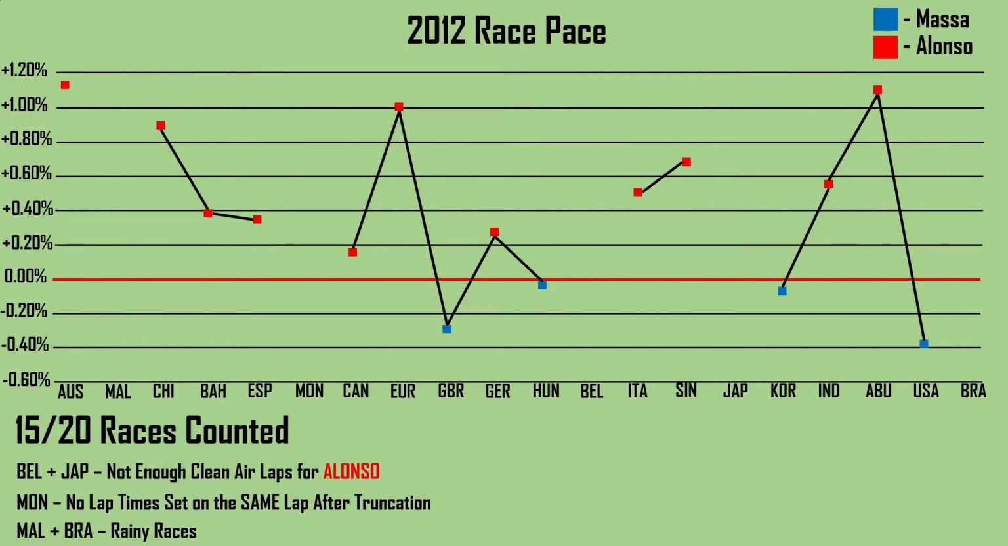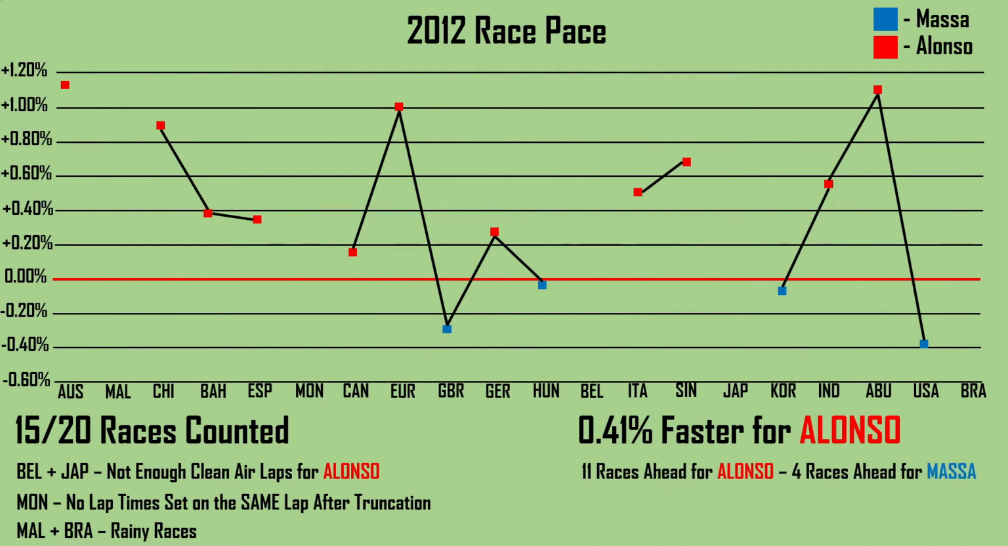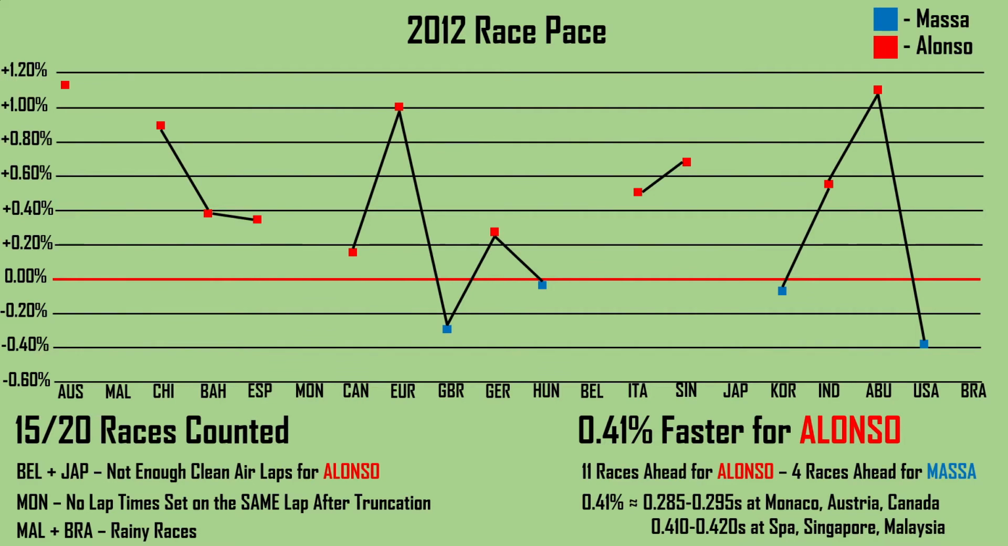And averaging out all of these points, we end up with an advantage for Fernando Alonso of just 0.41%. Nowhere near as significant as his whitewash year of 2011, but considerably faster than their first year as teammates in 2010, where there were 11 races ahead for Fernando Alonso and just 4 once again for Felipe Massa, where 0.41% roughly equates to 0.3 at Monaco, Austria and Canada, and just over 4 at Spa, Singapore and Malaysia.